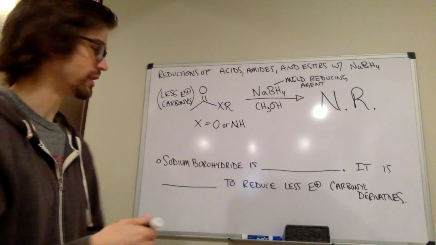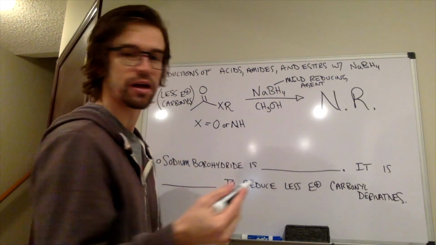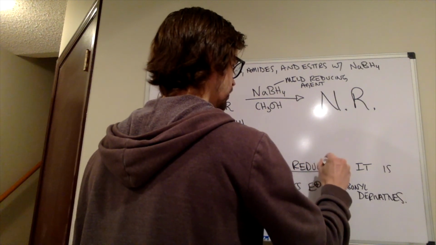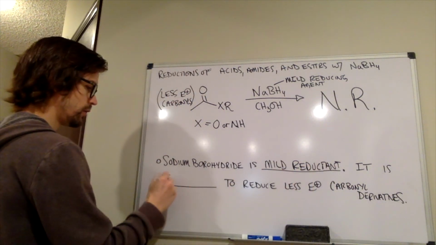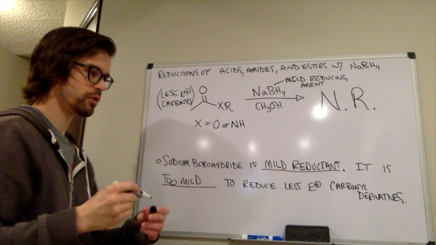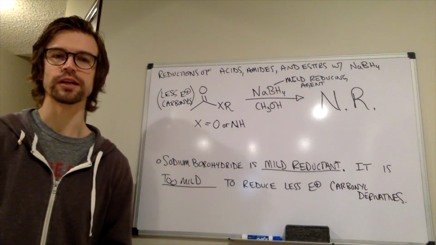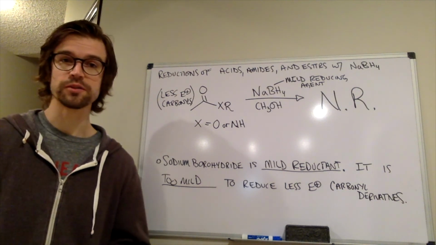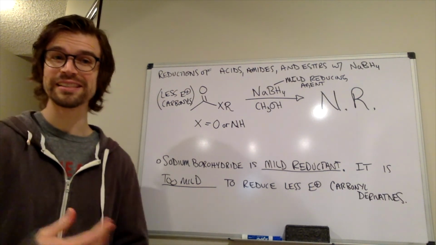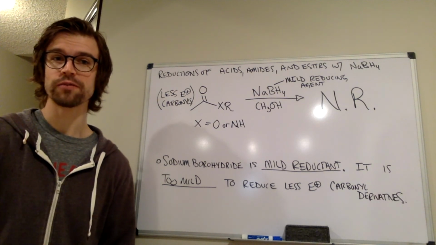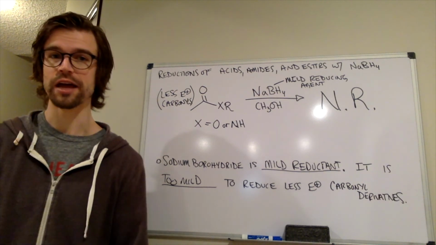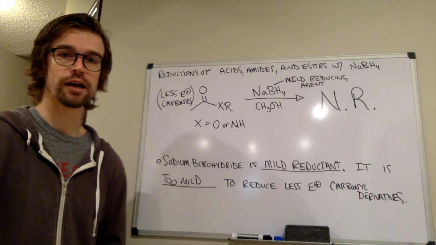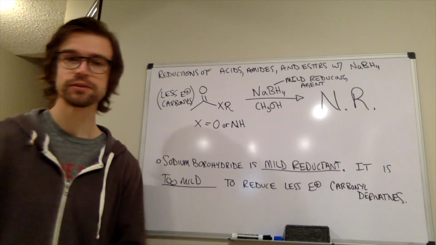And we have the blanks in there. Sodium borohydride is a mild reductant. It is too mild to reduce less electrophilic carbonyl derivatives. So that's just the situation with sodium borohydride. It's a really nice reagent. It's really easy to use. That's why people love using it for things like ketone and aldehyde reductions, but it cannot be used with these types of carbonyl derivatives.